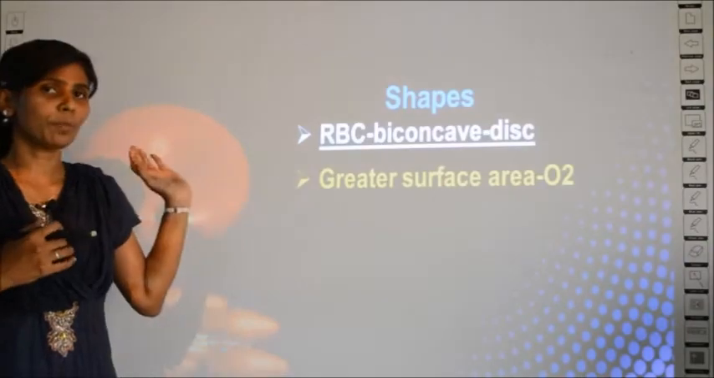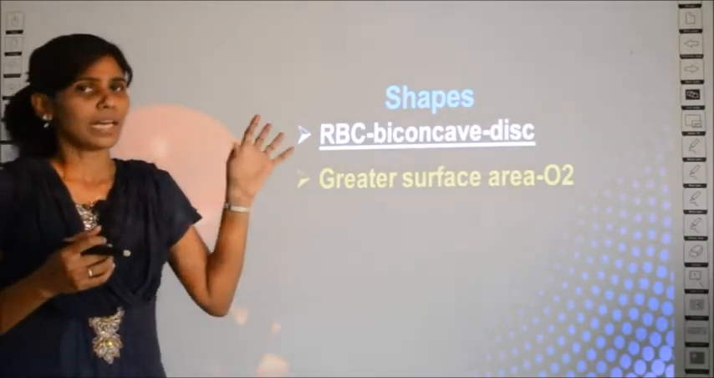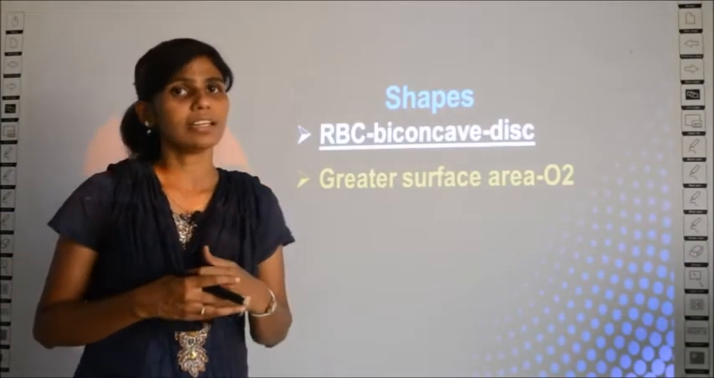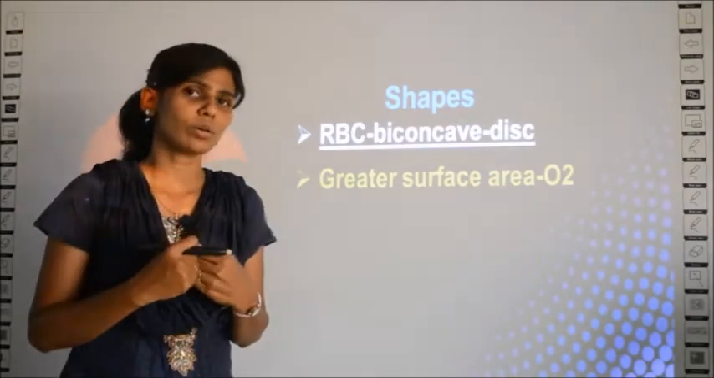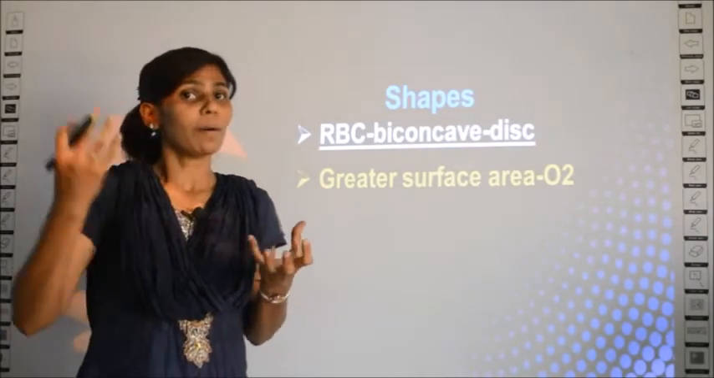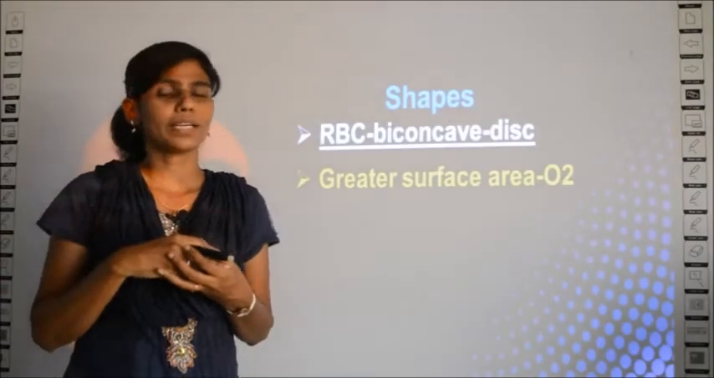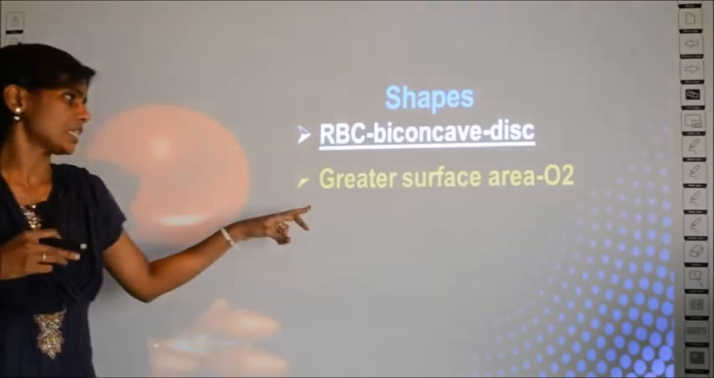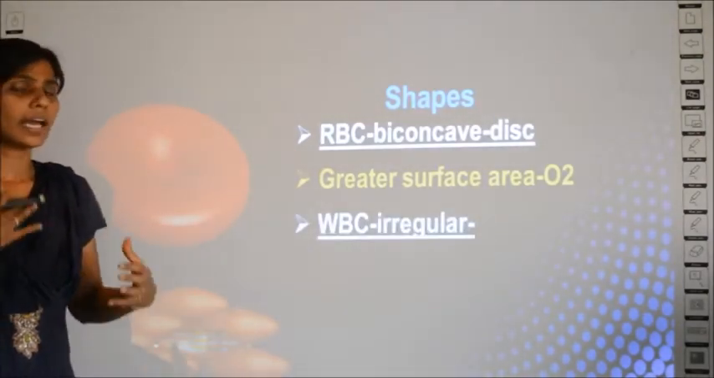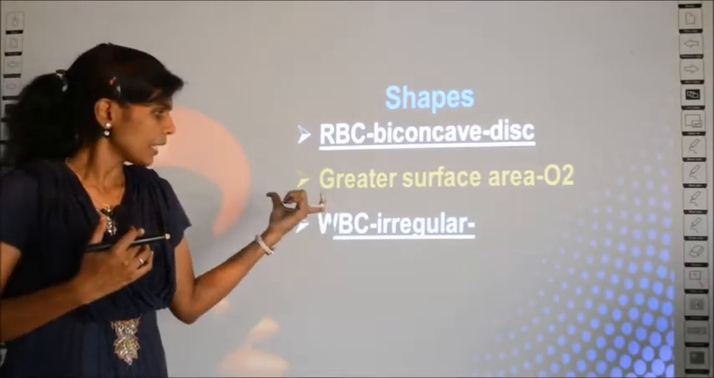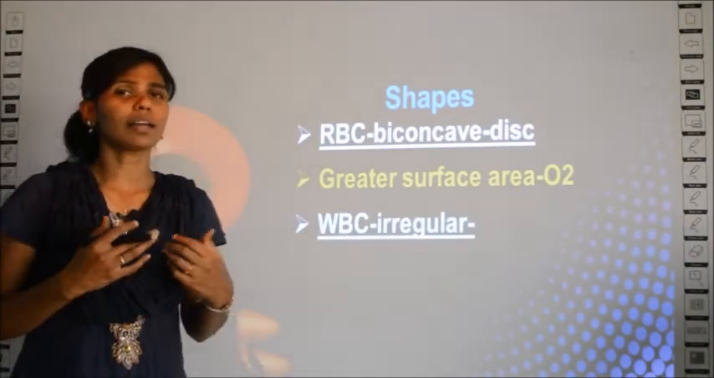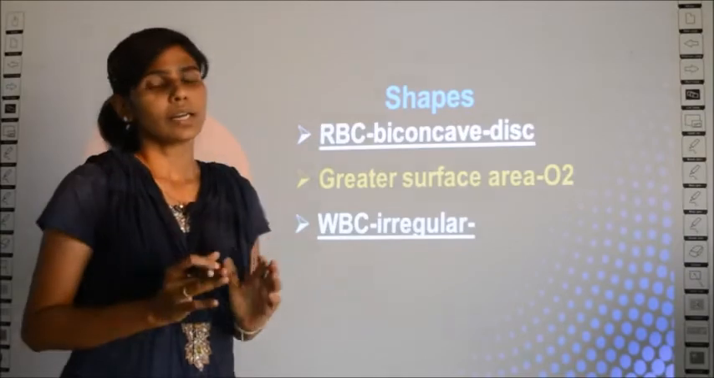Here you are not going to pour water inside the blood, but oxygen is carried in the blood, no? The blood carries oxygen, and because of this shape, more oxygen can be accommodated in the red blood cells. So this is the advantage. And also there is one more example. WBC cells are irregular in shape. It doesn't have a regular shape.